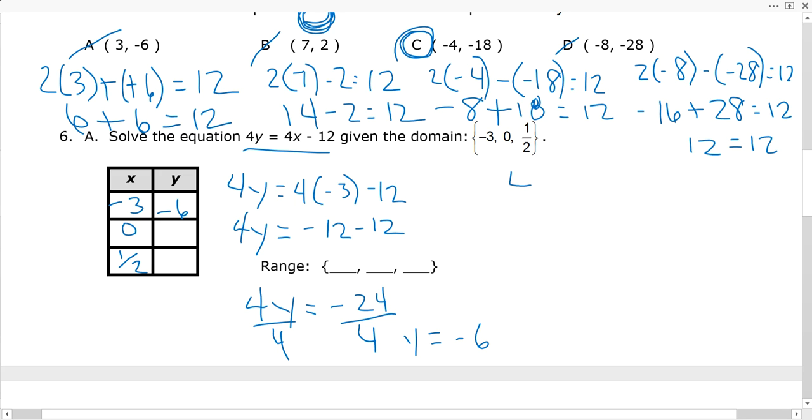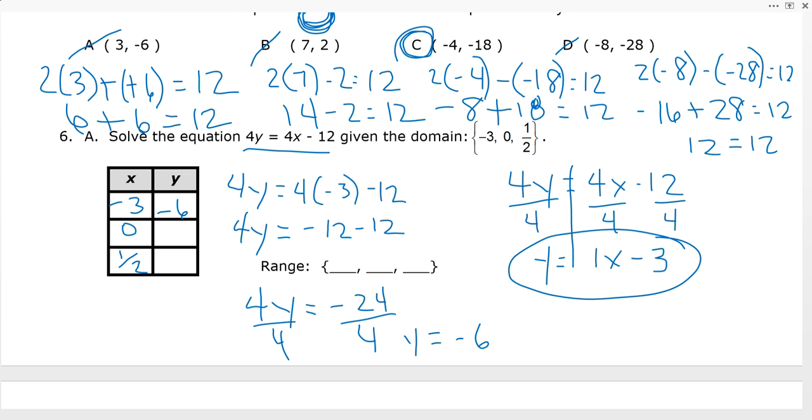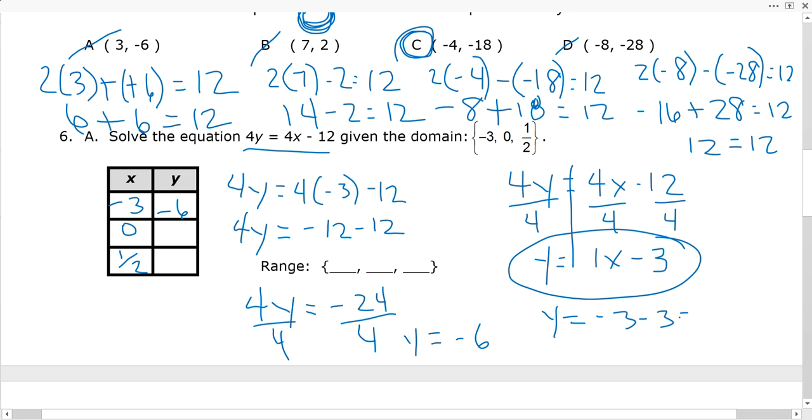If I want to do a little work at the beginning and divide everything by 4, I end up with y equals 4 divided by 4 is 1x. 12 divided by 4 is 3. I can use y equals 1x minus 3, which is a little bit easier than what I was using before, which is good when you're doing multiple x's, which I'm doing. So y equals minus 3, which is negative 6. So I got the same answer.